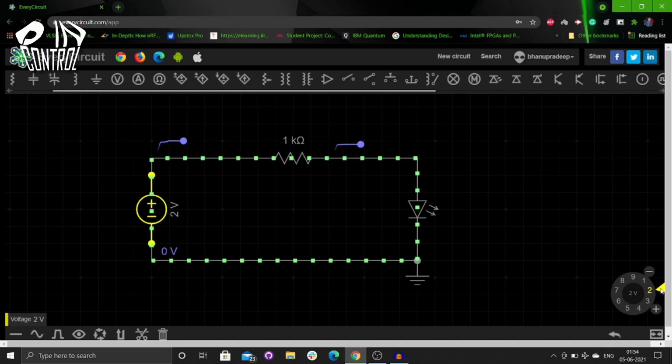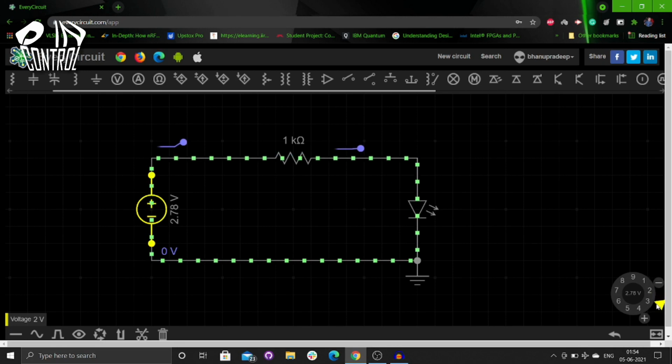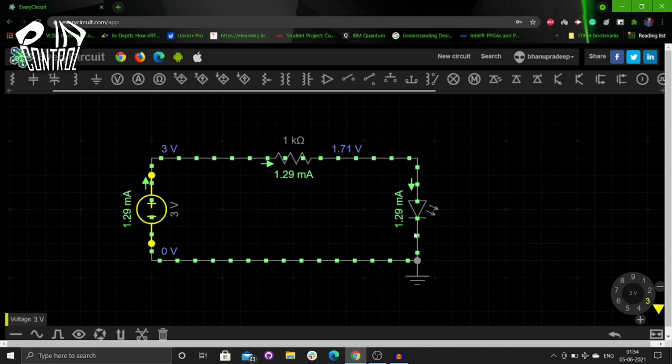Now when we apply 2 volts, which is the accepting voltage of the LED, it goes through the resistor, which opposes some of the flow of current, and the LED receives 1.59 volts. If we increase to 3 volts, it gives 1.71 volts, which is not the acceptance voltage of this LED, so it is not glowing.